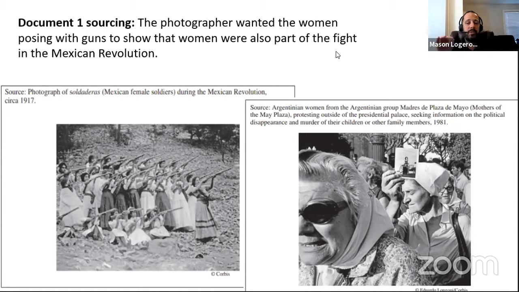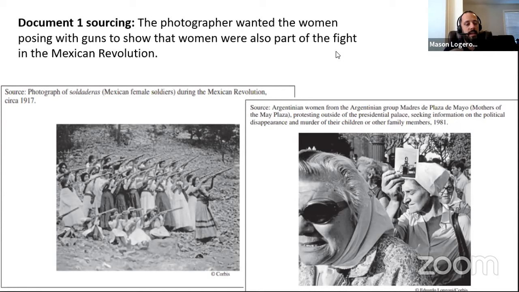Now, as far as the sourcing goes, like I was saying earlier, a lot of times when we look at a written source, point of view or purpose is usually kind of easy to figure out. It's tougher in visual sources. So let's look at this first document of these women. They're soldiers in the Mexican Revolution. So remember, during the Mexican Revolution in the 1910s, a lot of farmers and poor people in Mexico were fighting for a more democratic form of government.